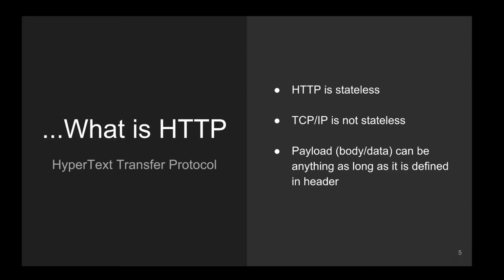One of the cool things about HTTP is that you can transfer anything in the body as long as the HTTP headers define what is being transferred. So for instance, if you have an image versus an HTML file versus a JavaScript file embedded in your body, then you need to specify the content type in the header. And that's how the receiving end knows what to do with it.